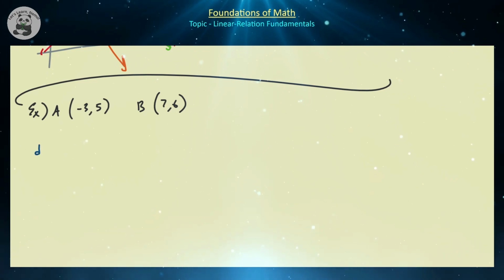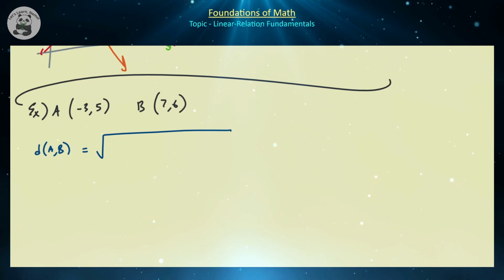So the distance between A and B is going to be equal to what? So that's going to be the square root of, and we can label these, for example, x1, y1, x2, and y2.